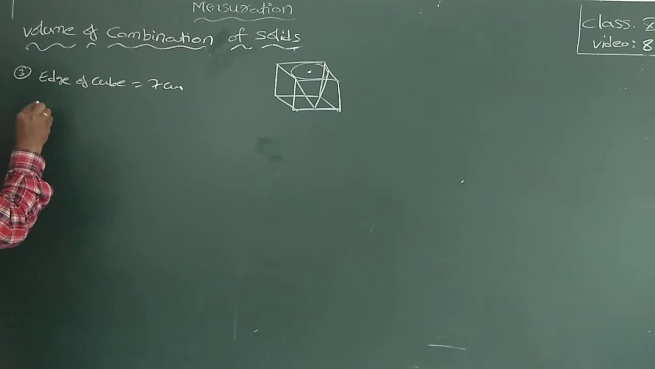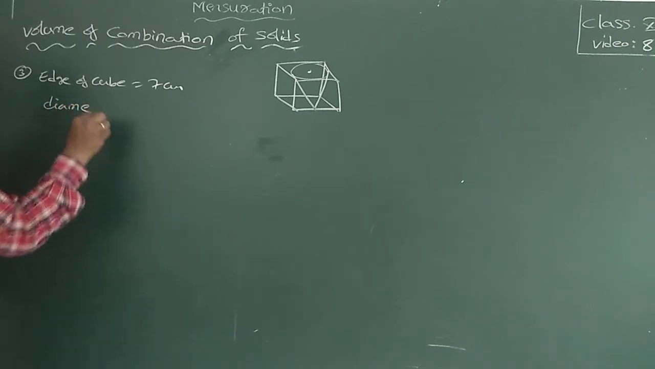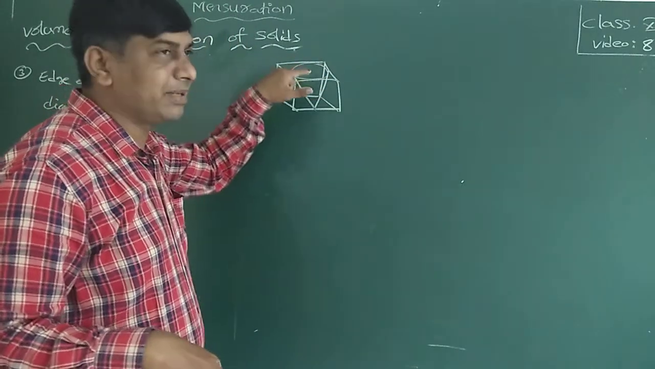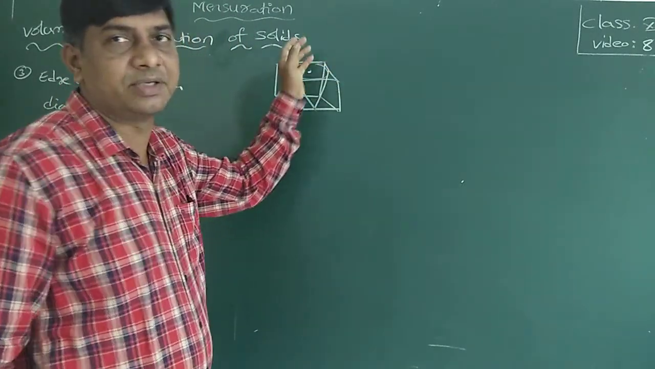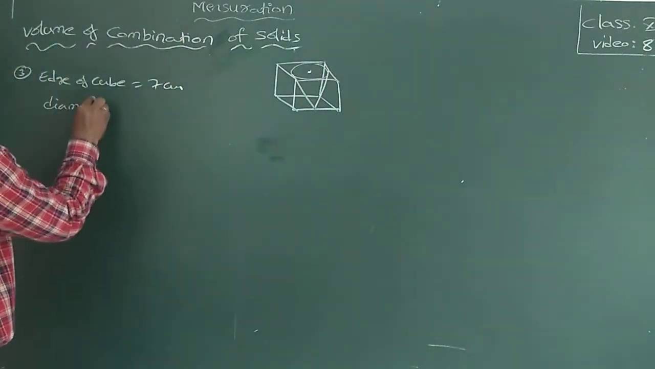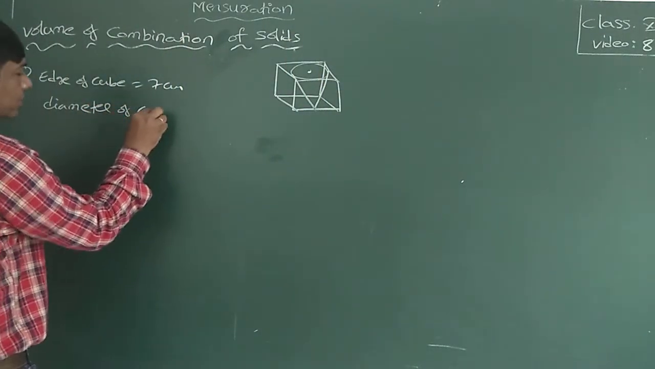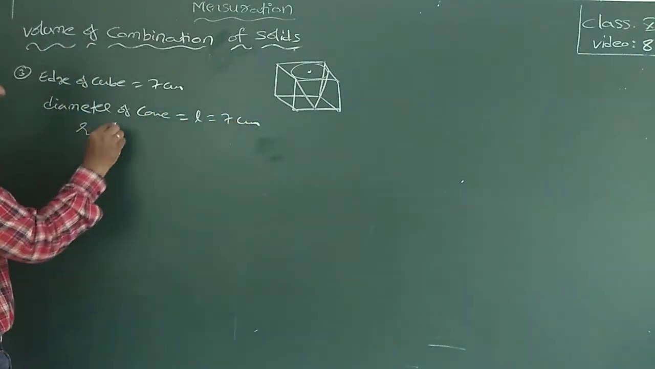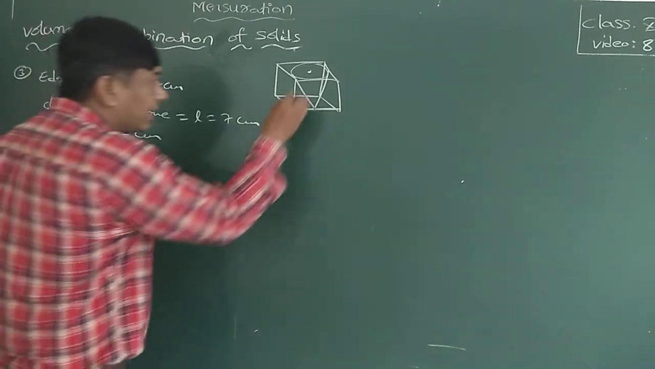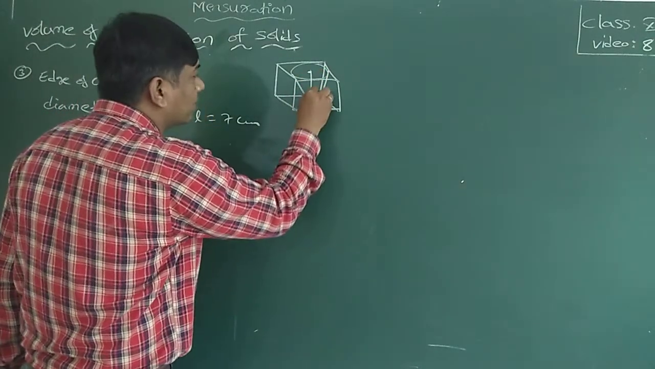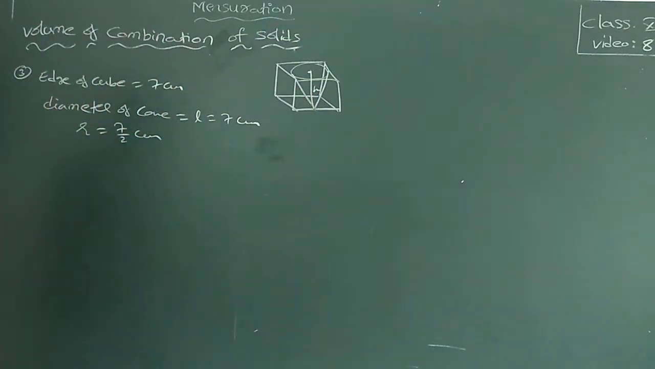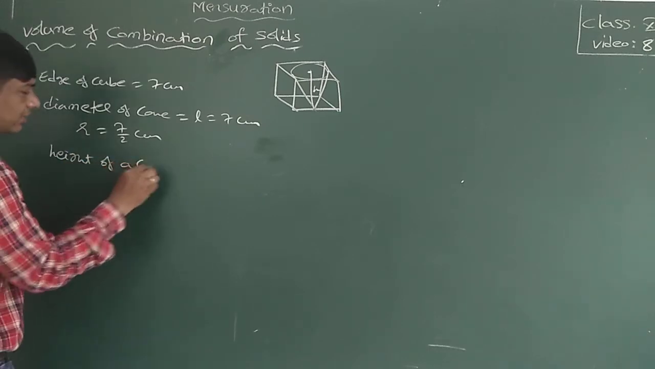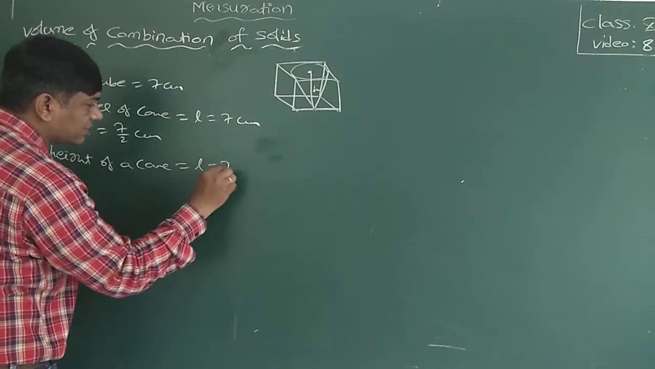Now the largest diameter of the circle: the maximum diameter of the circle is equal to the edge of the cube. Diameter of the cone is equal to the edge, that is L is equal to 7 centimeters. Then radius is equal to 7 by 2 centimeters. And the height of the cone is equal to L only, that is 7 centimeters.